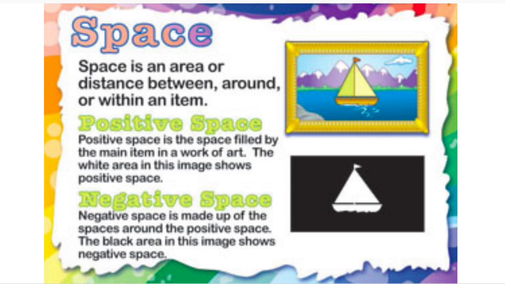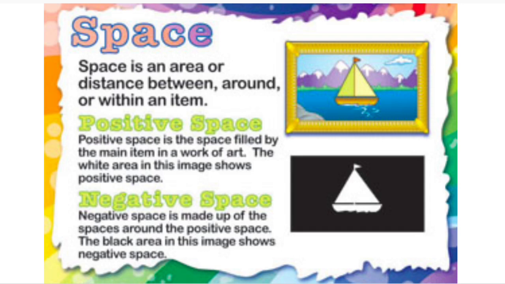The other thing that all Notan squares share is space. Space is one of our elements of art, and it can be defined as an area or distance between, around, or within an item. With space, we actually have 2 different types. There's positive space and negative space.